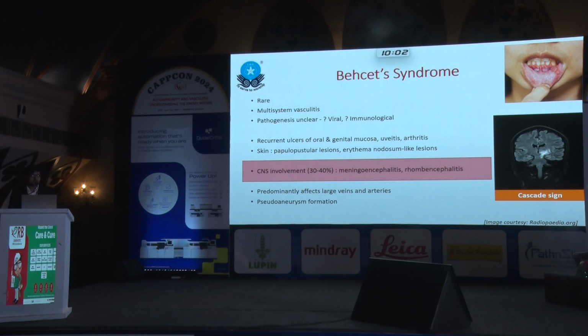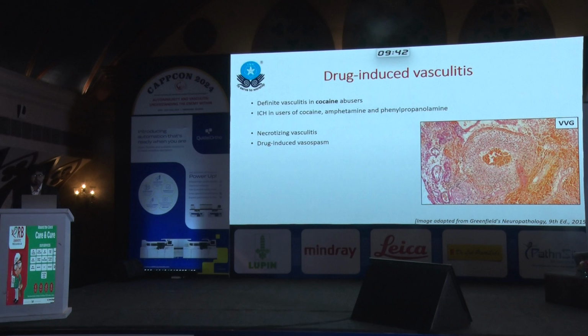Cascade sign is a hallmark radiological feature. It occurs when the mesodiencephalic region is affected. It is basically an irregular zone of hyperintensity which extends from thalamus and internal capsule caudally to the midbrain. There is predominantly affection of large veins and arteries with often pseudoaneurysm formation.